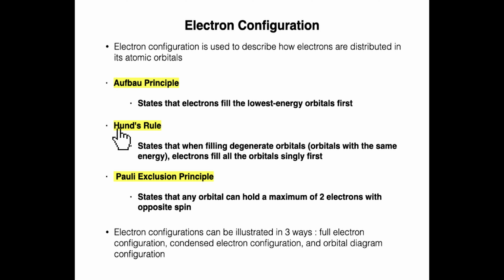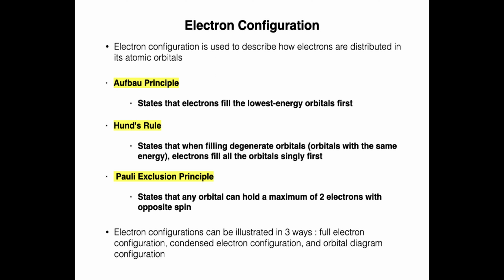Hund's rule states that when filling degenerate orbitals, which are orbitals with the same energy, electrons fill all the orbitals singly first. And lastly, the Pauli exclusion principle states that any orbital can hold a maximum of 2 electrons with opposite spin. These 3 rules will be applied when writing down the electron configurations of particles.